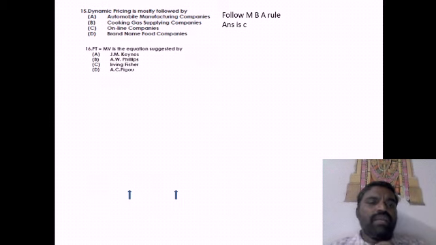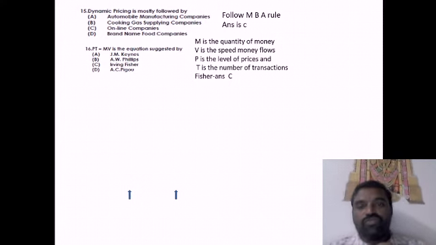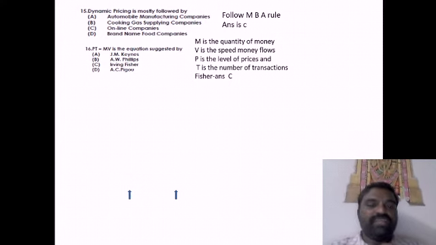Next, PT is equal to MV is the equation suggested by, first of all, M means it is the quantity of money, V the speed of money flow into the economy, P is the level of prices, and T is the number of transactions, right? So PT is equal to MV in the sense that the level of prices and the number of transactions is equal to the quantity of money into the volume or the speed of the money flow. So it is given by Fisher.